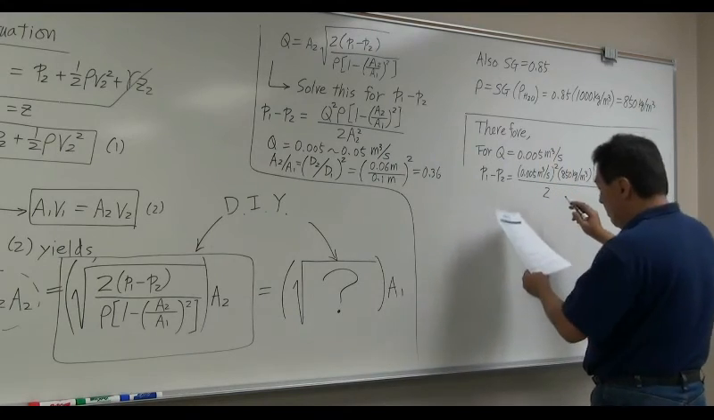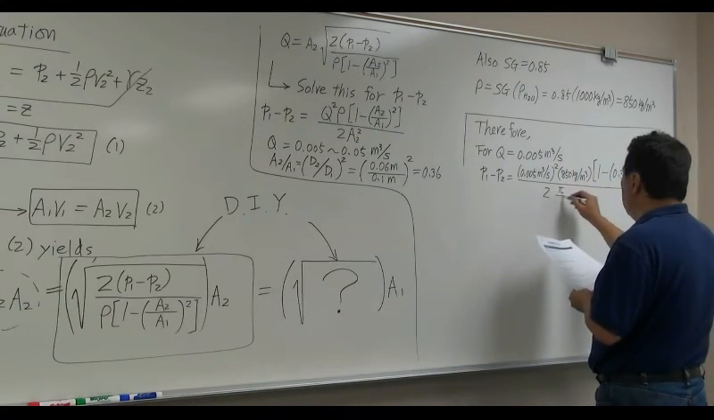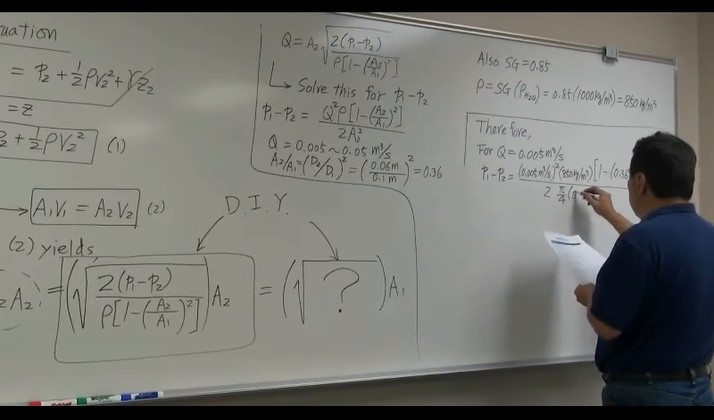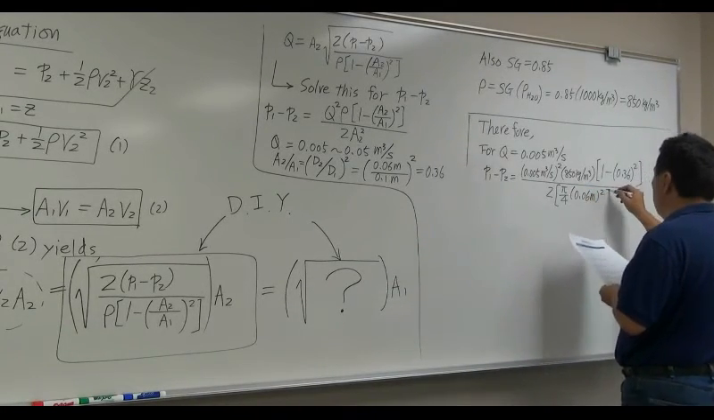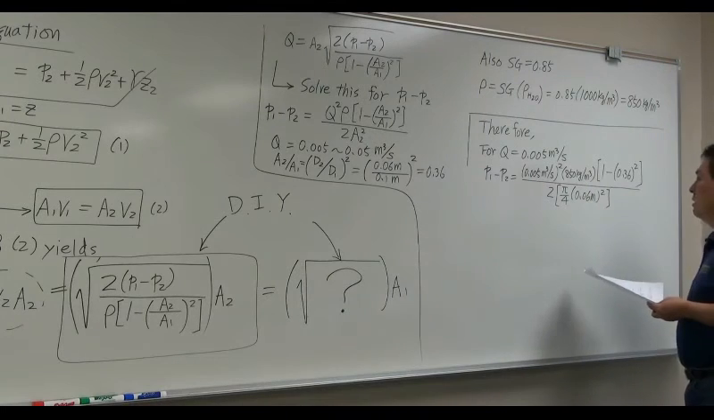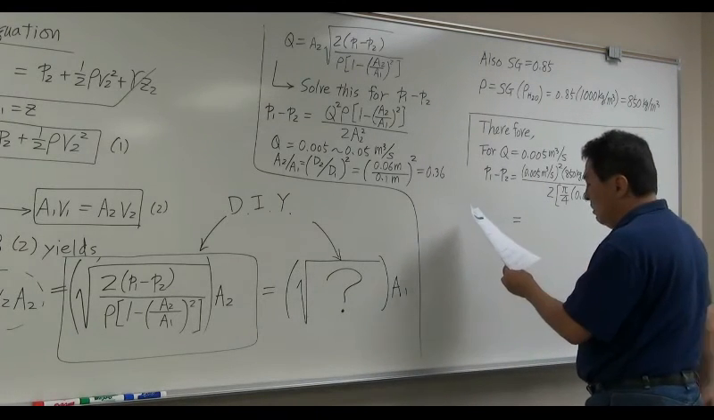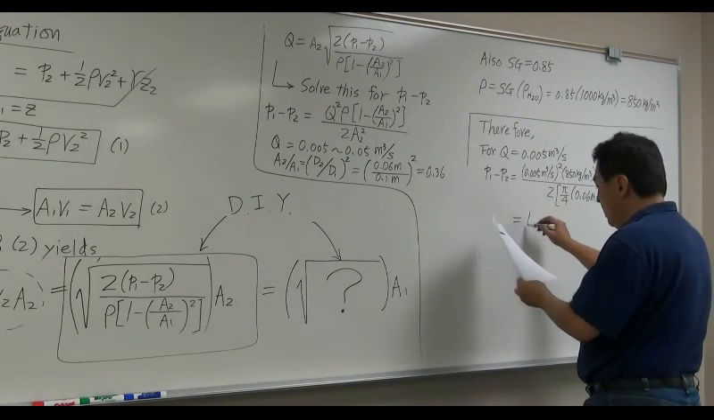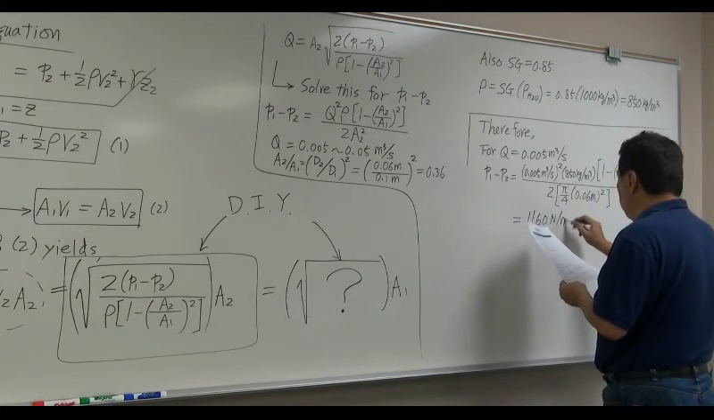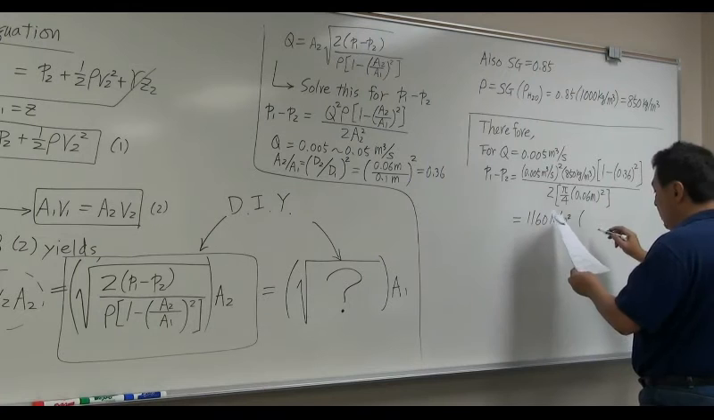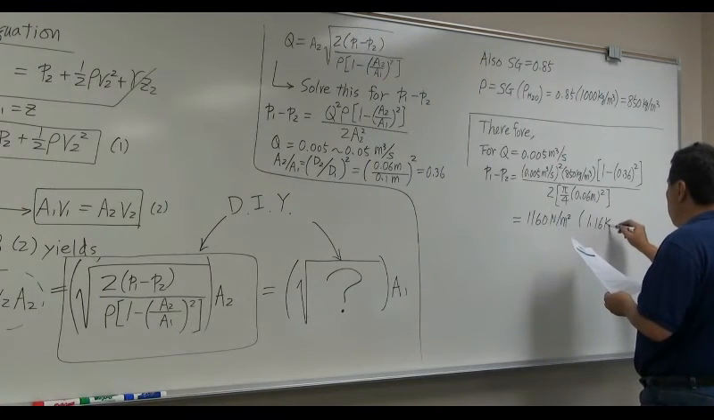2 times cross-section area, which is pi over 4 times 0.06 meter square. Okay, so this is going to give you the pressure difference, 1160 Newton per meter square. So this is 1.16 kilopascal.